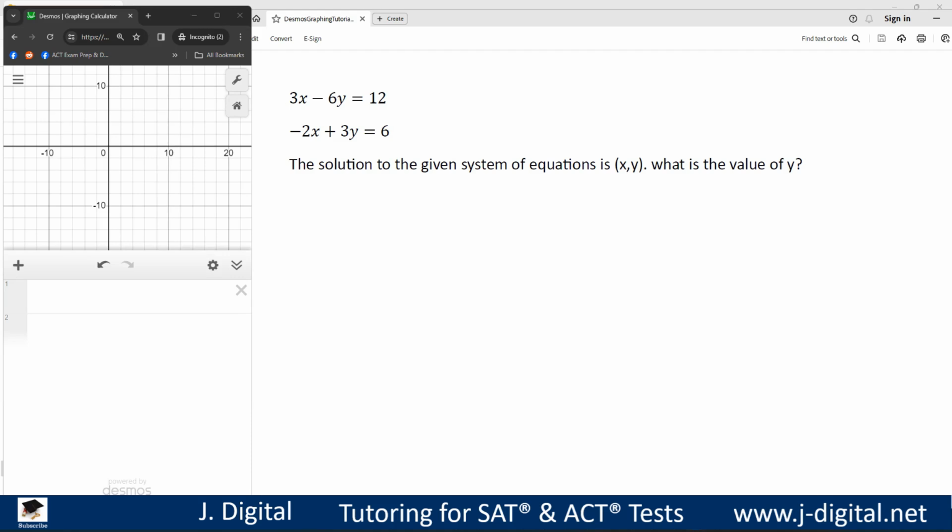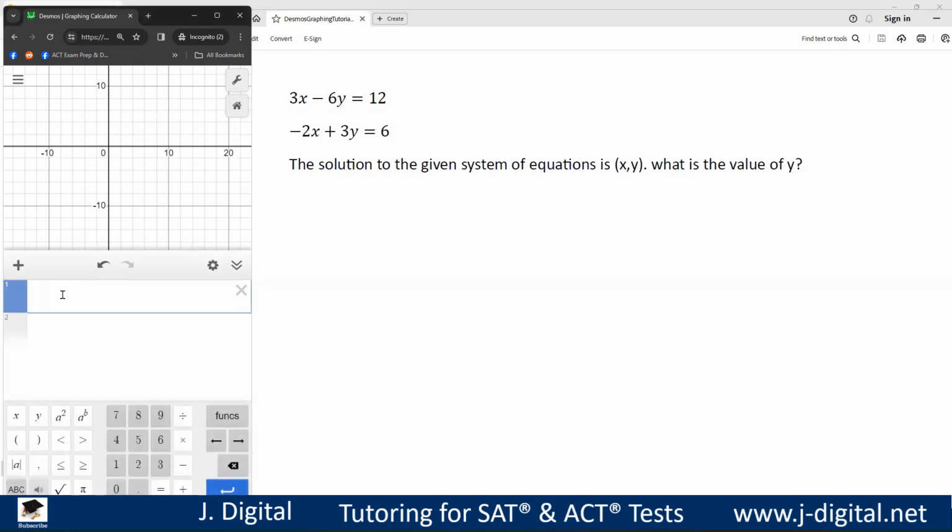All right, so in Desmos, we're going to click in here. We're going to type in our first equation, 3x minus 6y equals 12. Okay, we see that green line there. In the second line, put the second equation, negative 2x plus 3y equals 6.